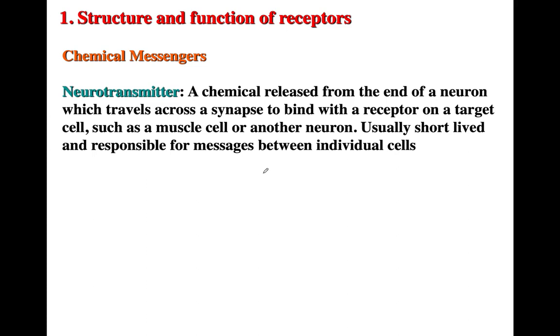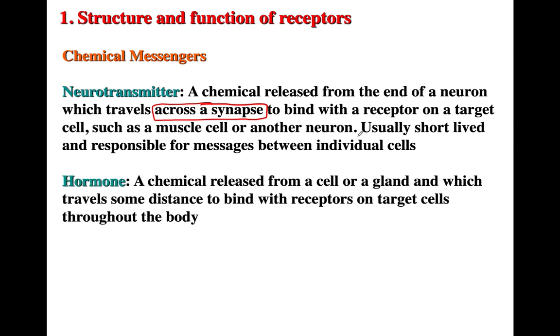So beginning with neurotransmitters, neurotransmitters are chemicals that are released from the end of a neuron, and they travel across a synapse. A synapse is that gap, that space between the neuron and the cell. Okay, so the neurotransmitter is going to travel across the synapse and bind with a receptor on a target cell. The target cell can be a muscle, it could be another neuron, and oftentimes those neurotransmitters are short-lived and they are responsible for messages between cells. So you can think about some neurotransmitters that you know, such as acetylcholine, dopamine, norepinephrine, and epinephrine.